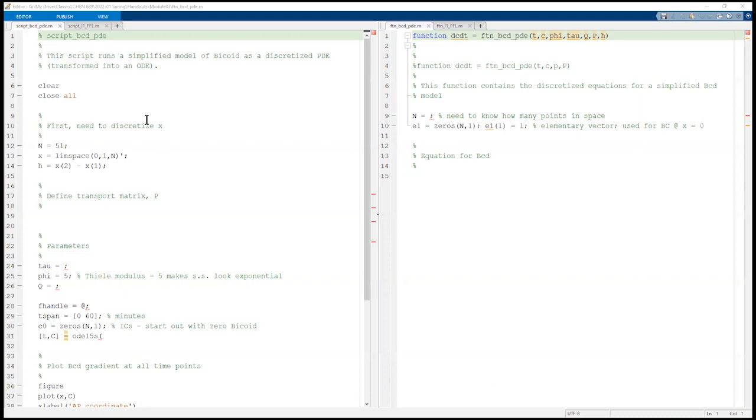Okay, so the first thing that you need to do is you need to discretize x. So x is not a continuous variable, it's a vector which takes on values from 0 to 1. And we're going to say we're going to take on n, capital N values. And the Matlab function that can do this for you is something called linspace. So it's a linearly spaced vector between 0 and 1 with n points. Our h, which is our delta x, we're going to just define it here as x2 minus x1.